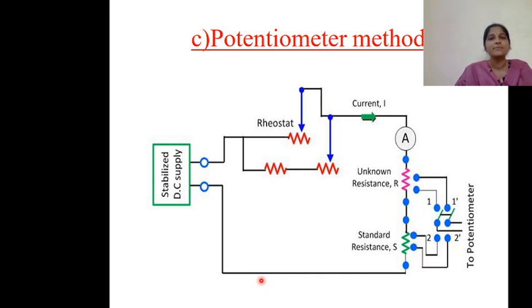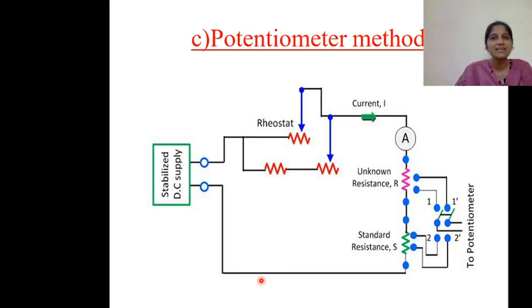So for measuring the low resistance, as I told you, there are three methods. First one is Kelvin's double bridge method, second one is ammeter voltmeter method, and third one is potentiometer method. So these three methods are used to measure the low resistance. To measure the value of medium resistance, now let us see. Low resistance means the resistance which is less than 1 ohm is called low resistance.